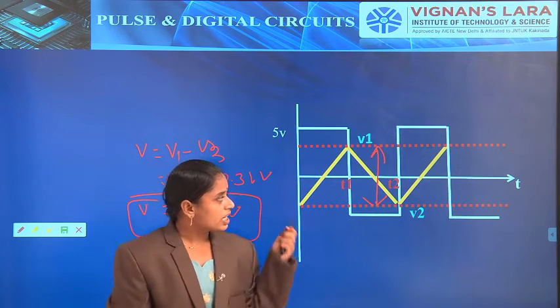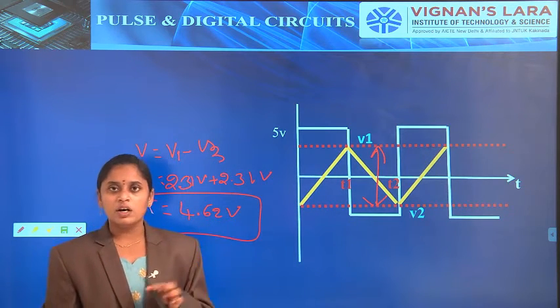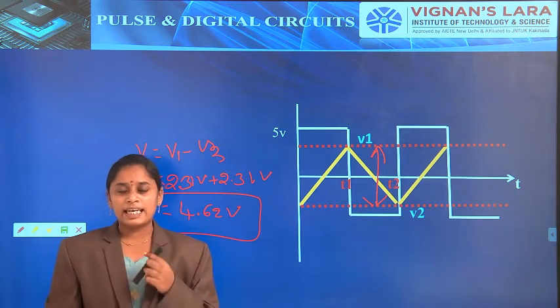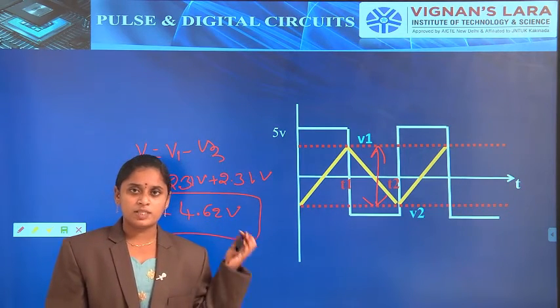So this is the problem regarding the low pass RC circuit. This is about unit 1. In the next class we will discuss some more problems in this unit.